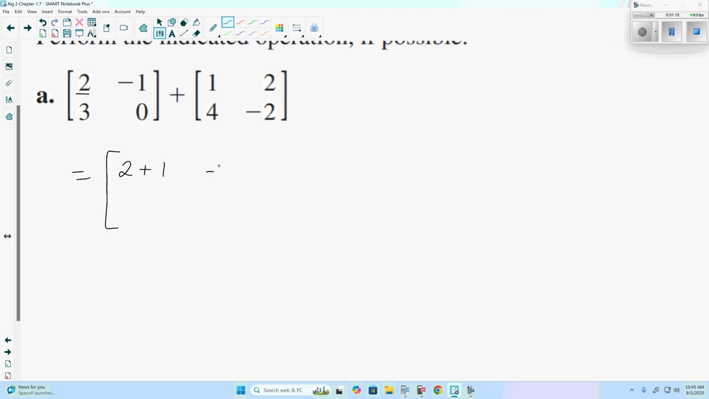Top right is -1, and its corresponding element would be 2. Bottom left of our first is 3, and its corresponding element is 4. Last one would be 0 and -2. Since we do have the same dimensions, we're going to add the corresponding elements.